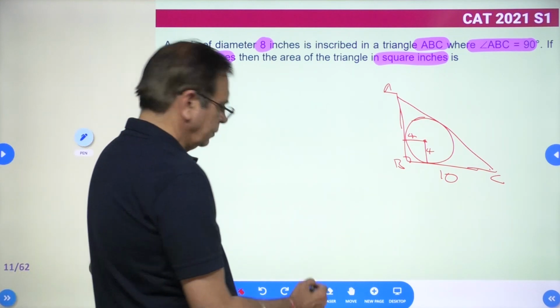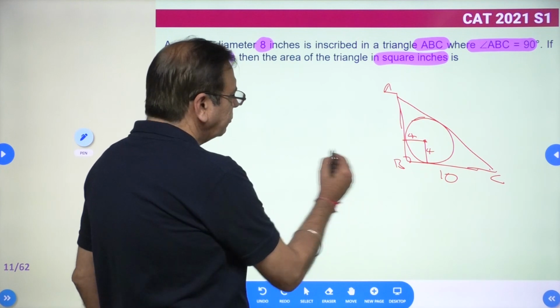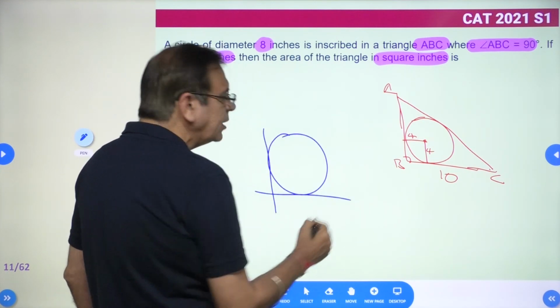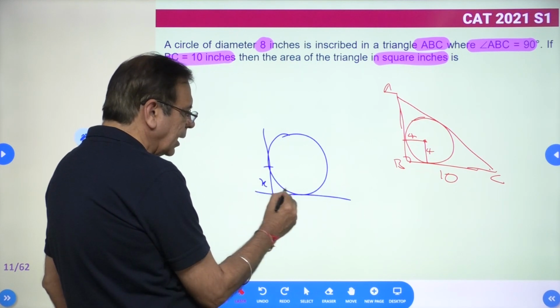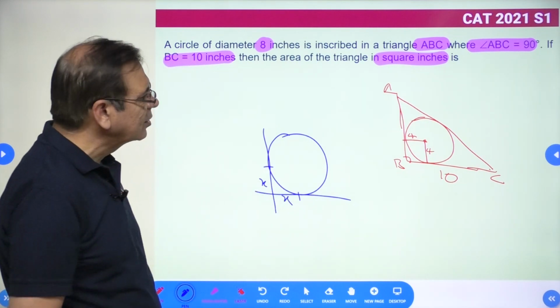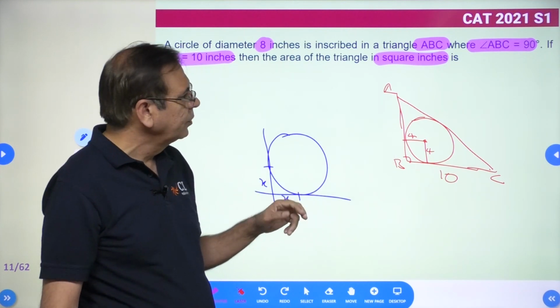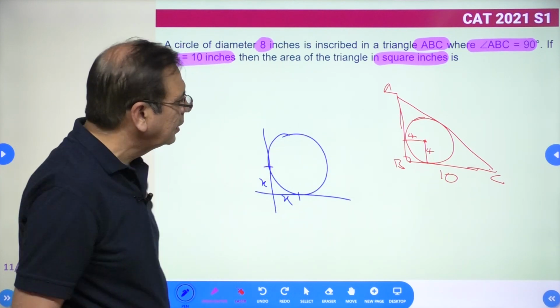Now, very, very simple thing. After all, what is this? This is a circle and these are two tangents. So, if this is x, this will also be x. These are two tangents, right? AB and BC are effectively nothing but the tangents of this particular circle. Similarly, in the other sides also.